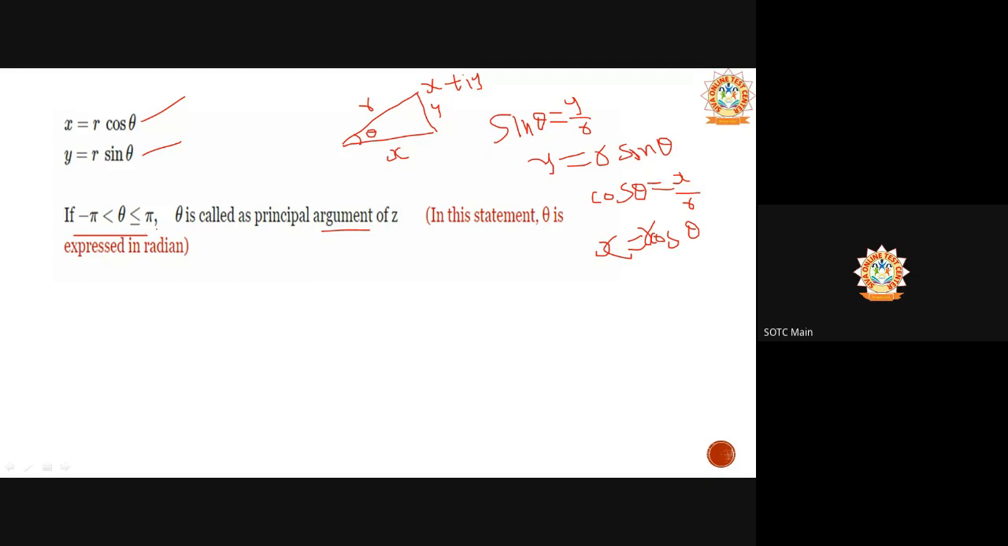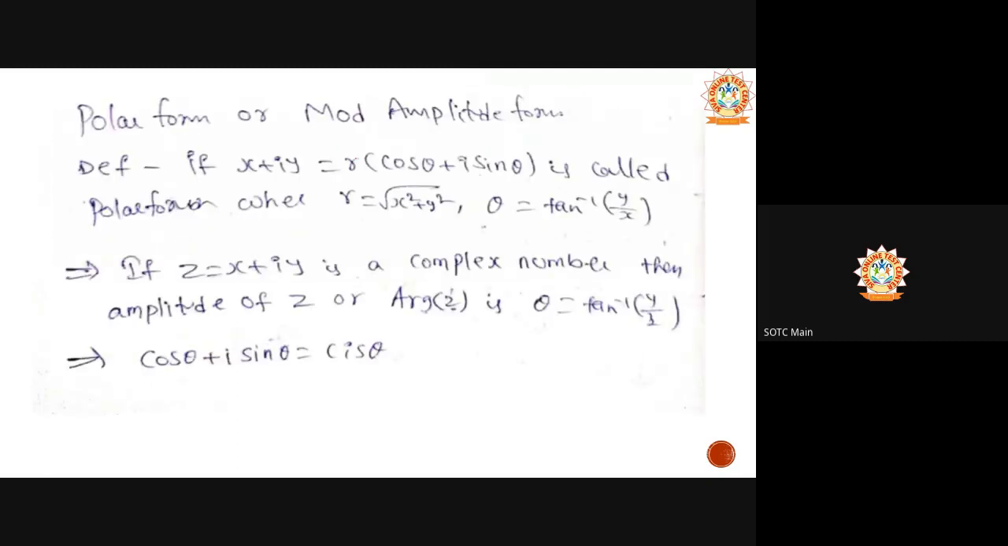Now try to see. These are the things we already know. x plus iy is equal to r cos theta plus i sin theta, called the polar form, where r is equal to under root x square plus y square and theta is equal to tan inverse of y by x. If z is equal to x plus iy is a complex number, then the amplitude or argument of z is theta, equal to tan inverse of y by x, that is the angle, and r is the length or modulus of that particular complex number. Next, cos theta plus i sin theta is represented as cis theta. Very important formula this is.